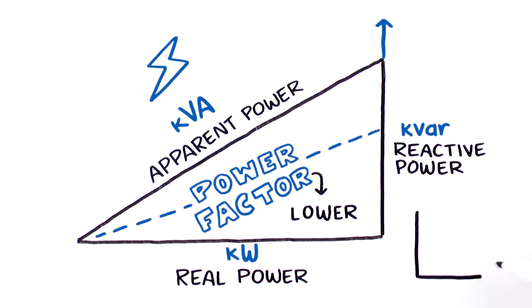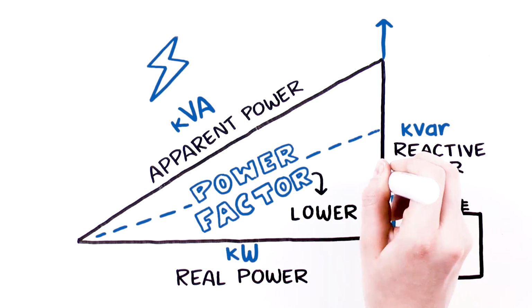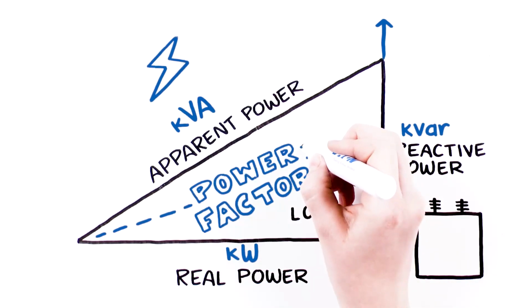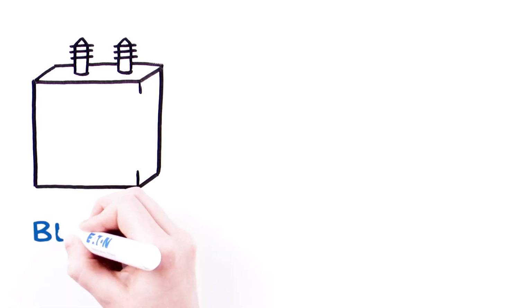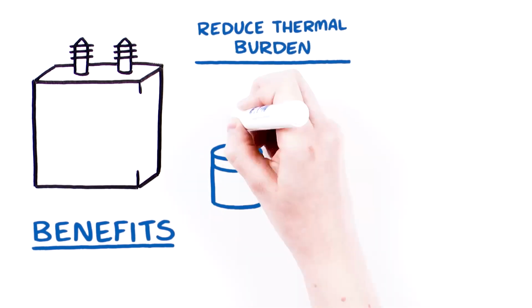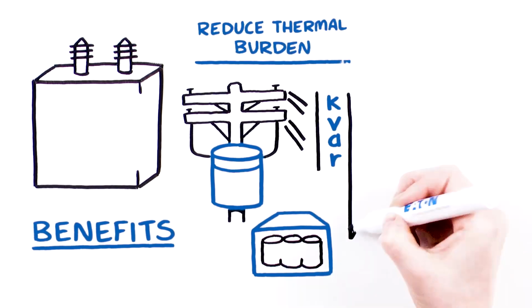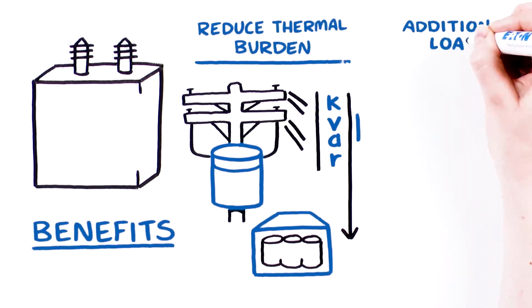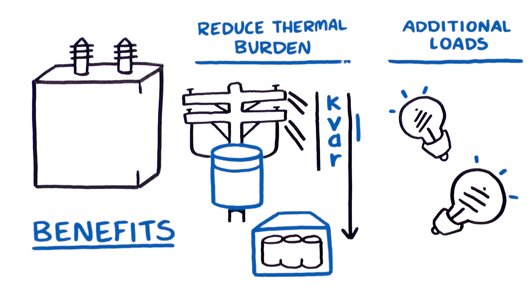A power capacitor contributes reactive power to the system, shortening this leg of the triangle, improving an electrical system's power factor and increasing efficiency. Capacitors deliver numerous benefits to an electrical system as a result of this added reactive power. They reduce the thermal burden on generators, transformers, and lines by lowering the kVAR demand. This means additional loads can be added to the system without requiring system upgrades.